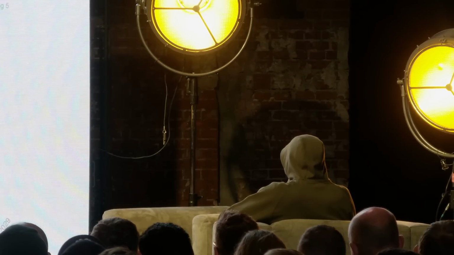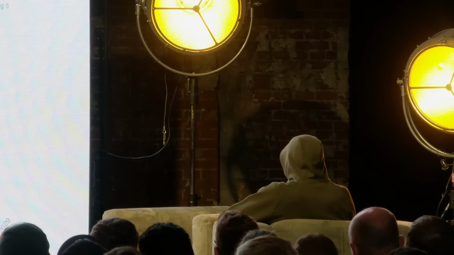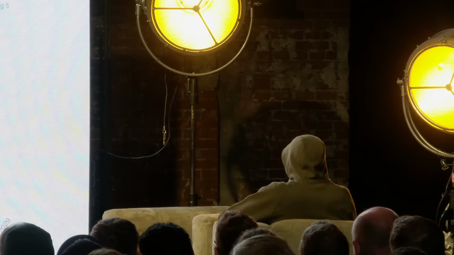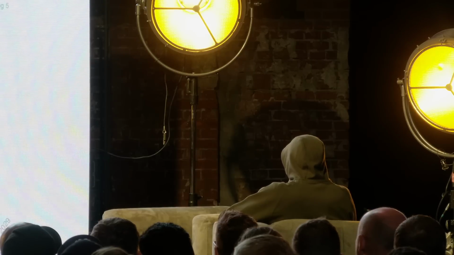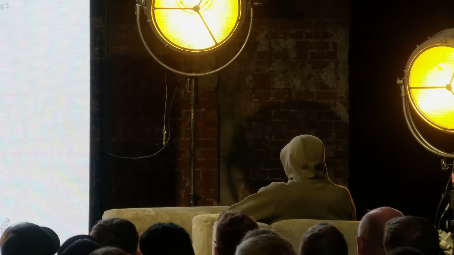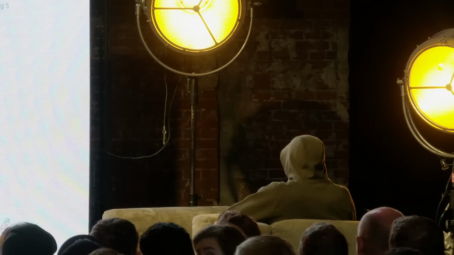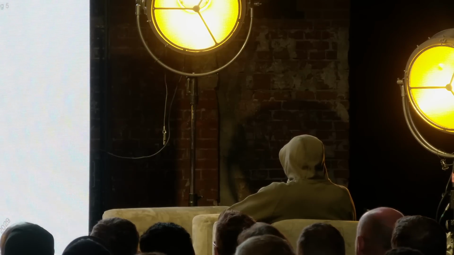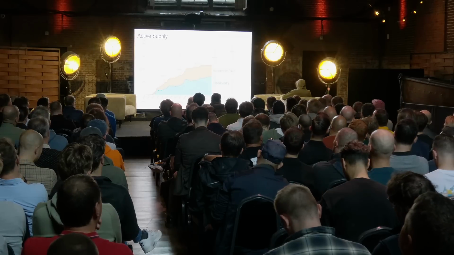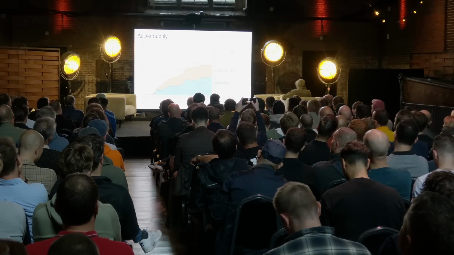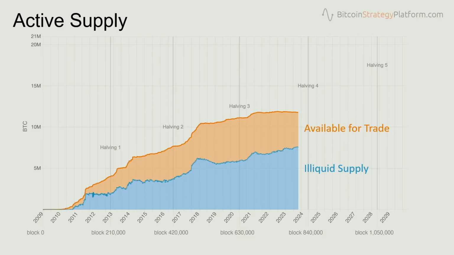So if an entity spends less than 25% of their holdings, they are classified as illiquid, and they are very likely a person or an entity that is a hodler. Now, we can divide this supply further into two categories: illiquid supply and the supply that is available for trade, that remains. Now, let's discuss this illiquid supply a little further.